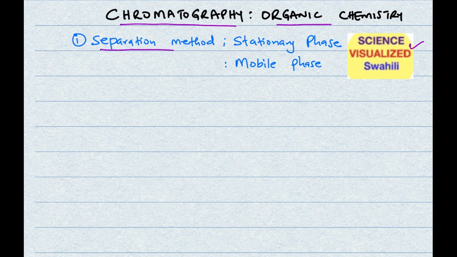Today we're looking at chromatography, which is used in organic chemistry. Chromatography is a very important separation method. Chromatography consists of a stationary phase and a mobile phase.